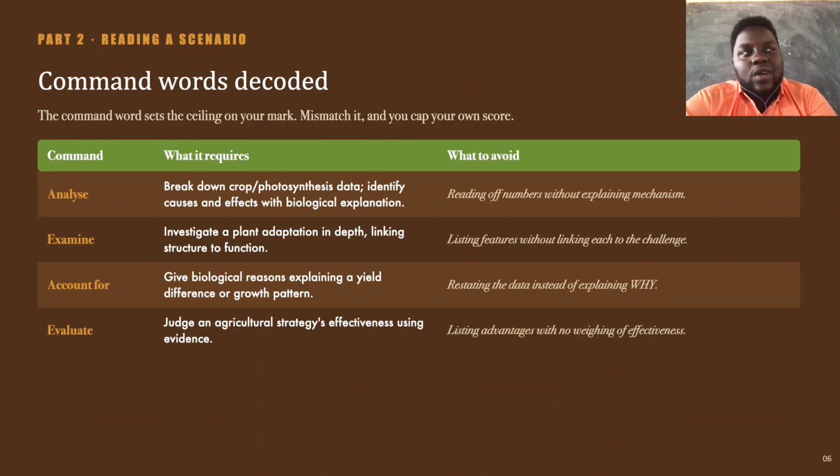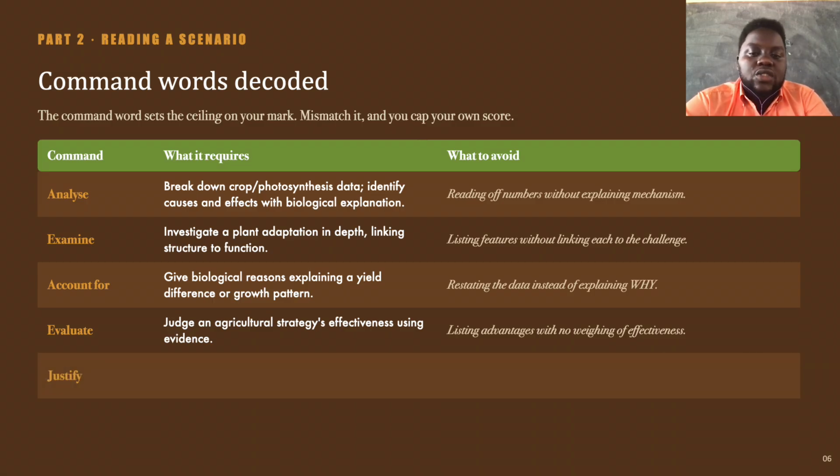The next word that they can tell you is to evaluate. Now, evaluate in most cases is going to be used to judge an agricultural strategy's effectiveness using evidence. Now, what you should avoid, and this is a big one, is to simply list advantages without weighing effectiveness. An evaluate answer that only lists positives is incomplete by definition. You must weigh, which means you must show what both works and what the limits of that particular strategy are.